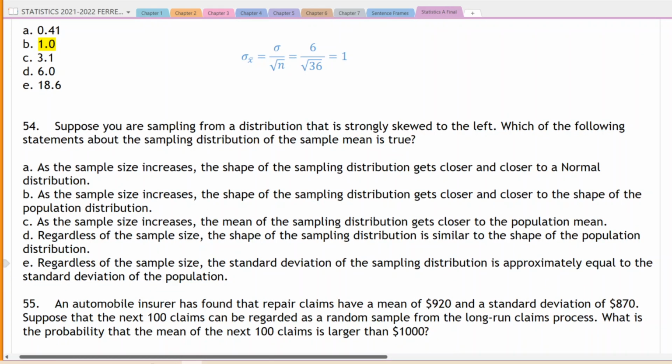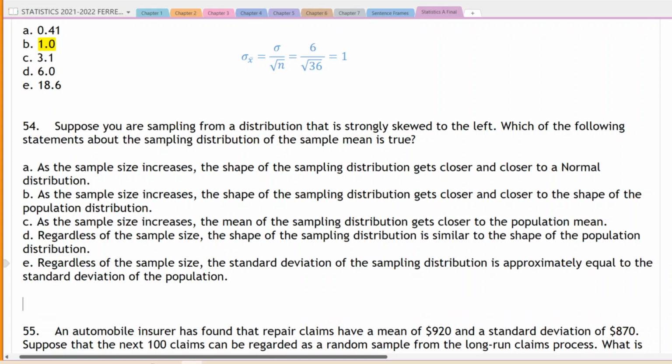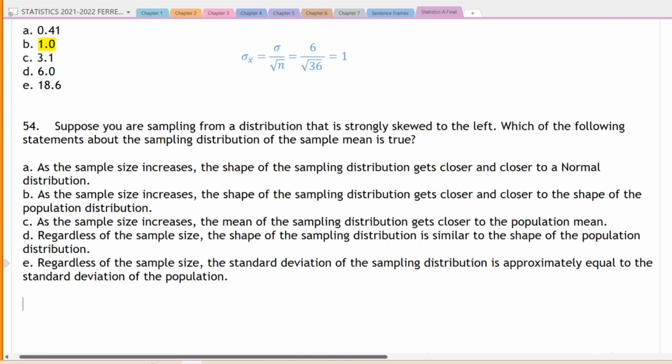Question 54 says, suppose you are sampling from a distribution that's strongly skewed to the left. Which of the following statements about the sampling distribution for a mean is true? Okay, so the actual concept that we're talking about here is the central limit theorem. The larger our sample is going to be, the more normal our sampling distribution will look, even if the population distribution is skewed to the left.